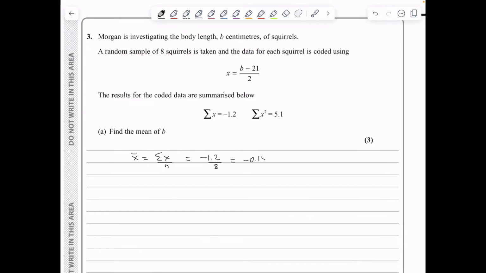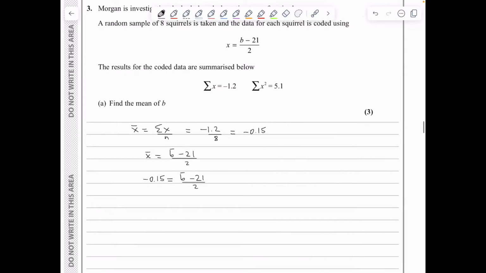Well, we know that the mean is affected in exactly the same way as the data is coded. So we've got that X bar is equal to B bar minus 21 over 2. So X bar was found to be minus 0.15, which is equal to B bar minus 21 over 2. I will cross multiply to get the negative 0.3 is B bar minus 21. And therefore we get 20.7 to be the mean of B.